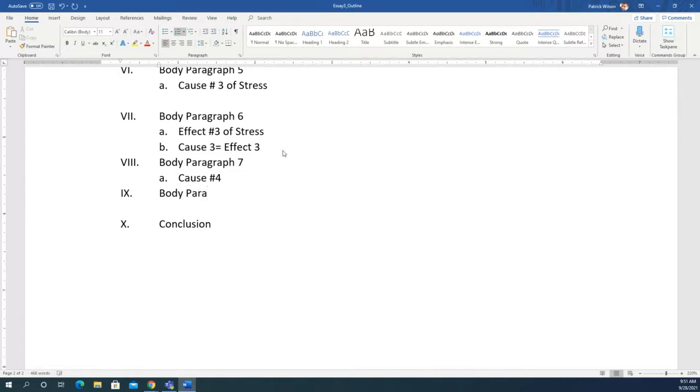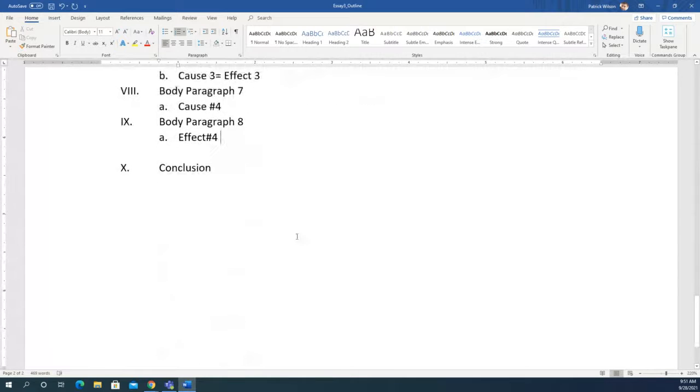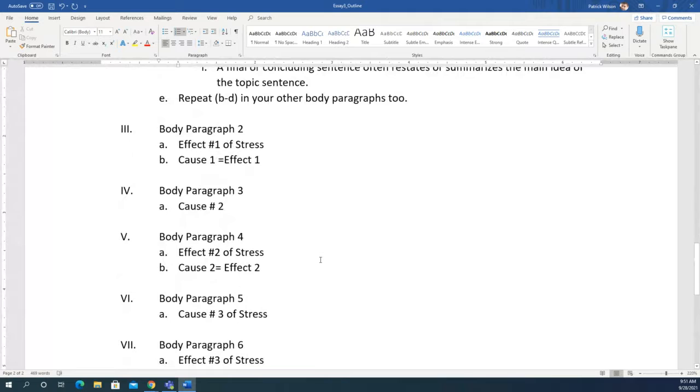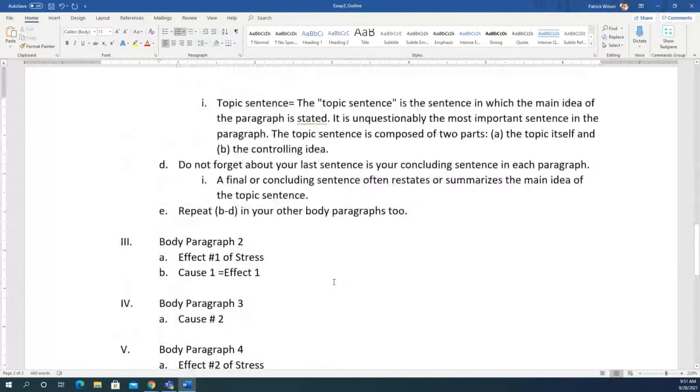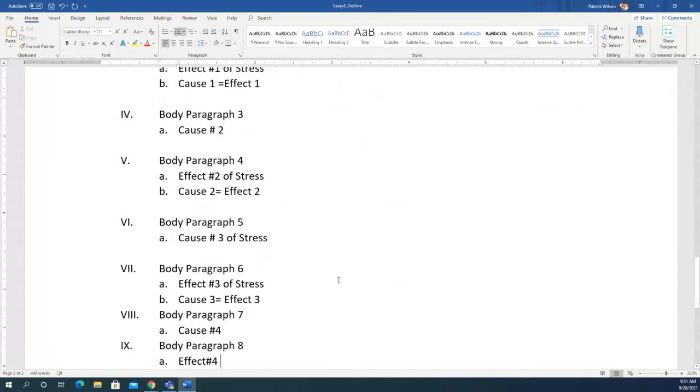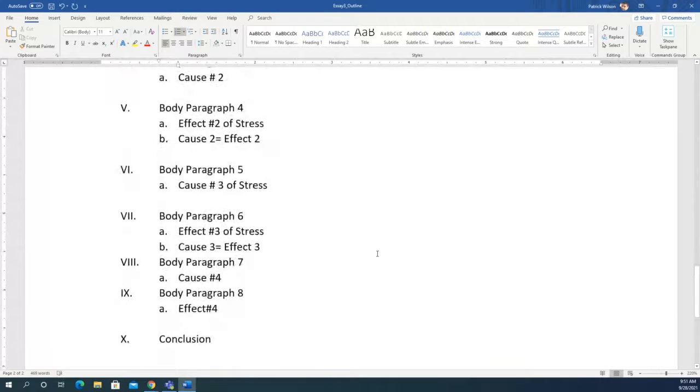So body paragraph 8 would be your effect 4, so on and so forth. So you may have to do more than what I have here as it relates to your body paragraphs, because you want to get that 1,000 words or 4 pages. Now, if you get to the bottom of page 3 and you're at 1,000 words and you said everything that you need to say, stop. If you get to the bottom of page 3 and you haven't completed everything you needed to say and you only have 975 words, then you need to go to page 4. It's just as simple as that. Make sure you have a conclusion.